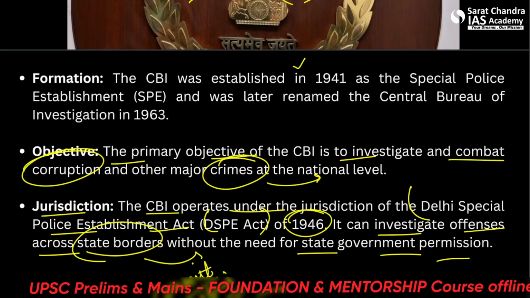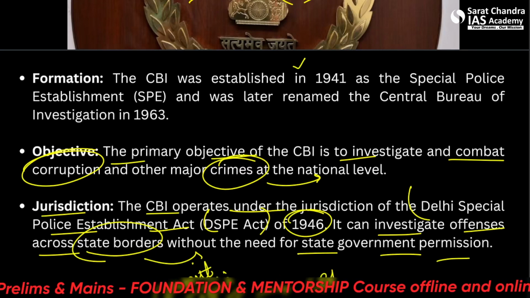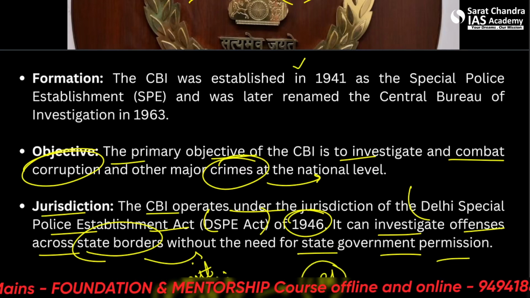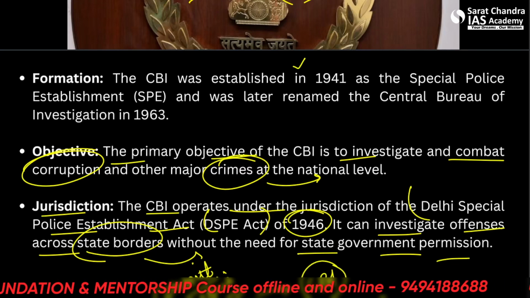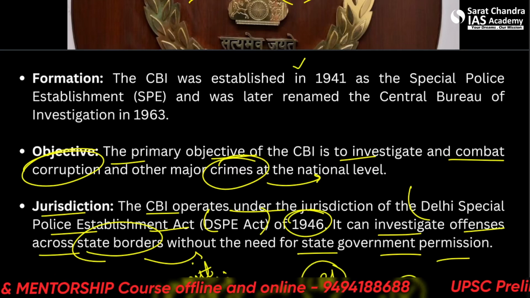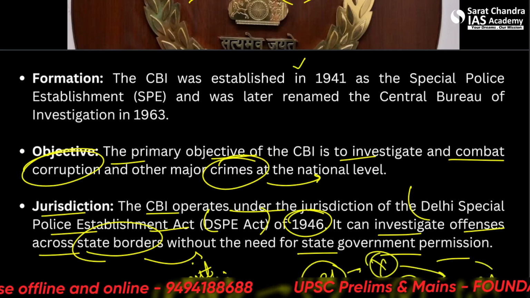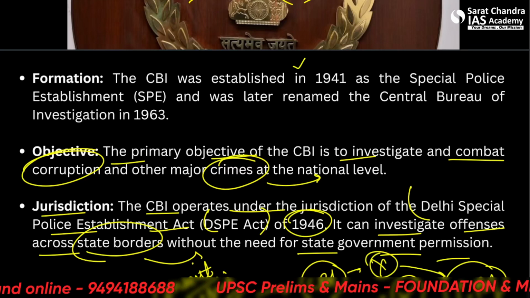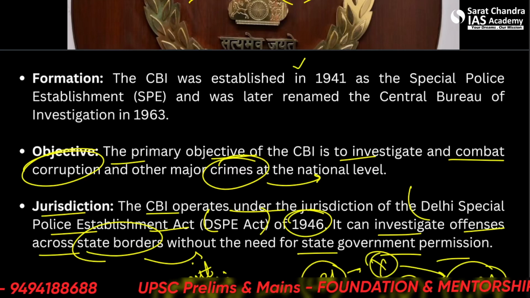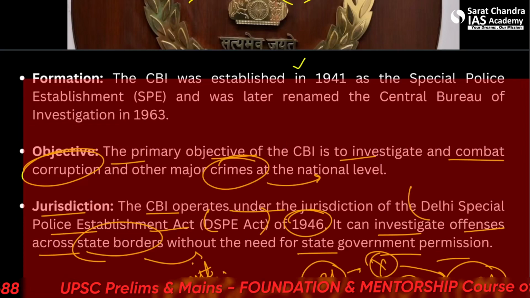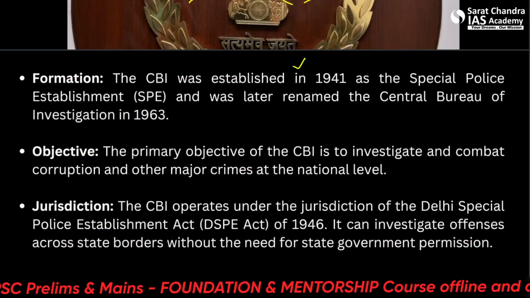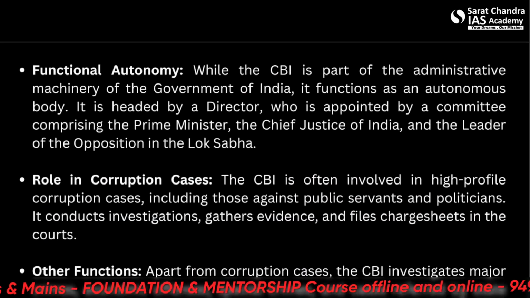So if the states withdraw consent from CBI, let's say, there is a general consent from all the states. By default, all the states have consent. But if some states choose to withdraw, then CBI cannot directly go and take investigations. But if it still does, then there can be a case by the state against the union government. Coming to the next thing.